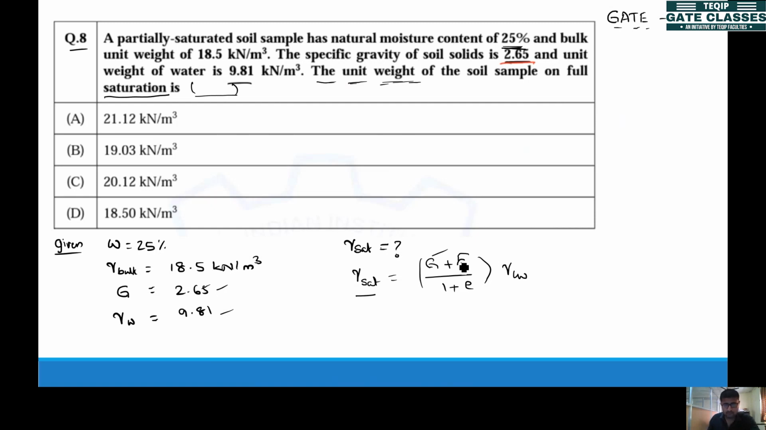but this e I don't have. It was not given, right? Instead of e, he gave these two values. How can we find e from these two? Gamma bulk is given, and w is given. So we have a relation for gamma bulk and w, right? With that, you can find out the gamma dry.